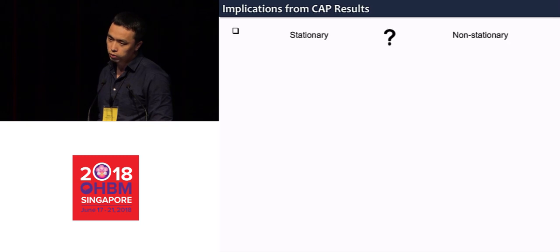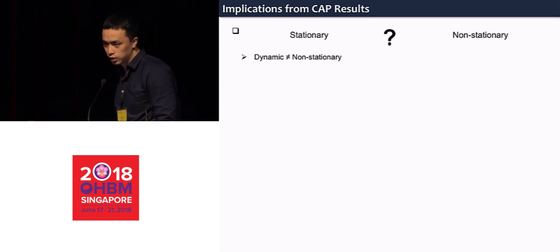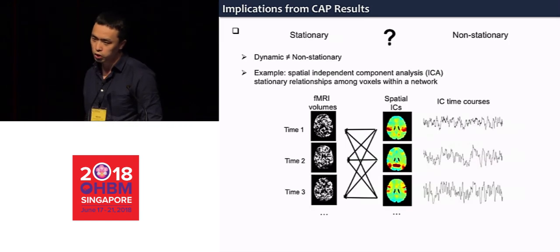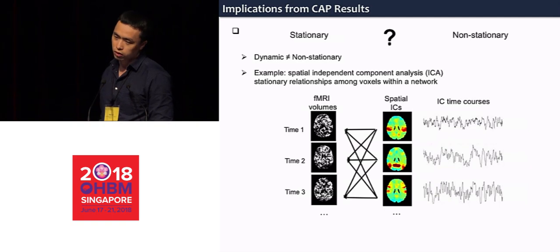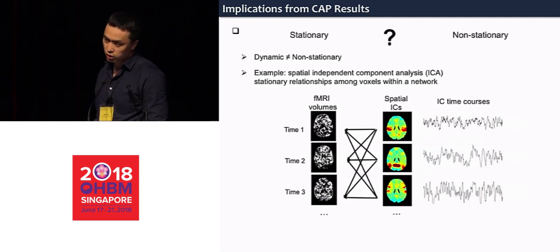And this question is tough, because stationary versus non-stationary, because dynamics doesn't mean non-stationary. For example, for spatial ICA, you can get the time course for every independent component, but it doesn't mean it's stationary. ICA actually assumes those voxels belonging to the same network have a fixed relationship.